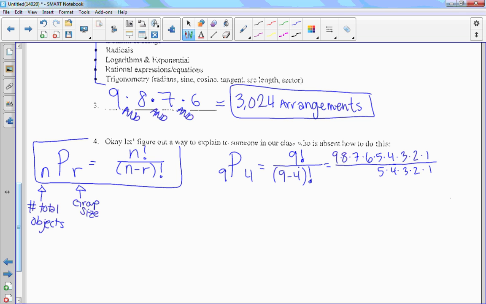Oh, look, if you use any times, you can cancel. 1 cancels, 2 cancels, 3 cancels, 4 cancels, 5 cancels. And we're left with, are we left with this? That's right here. 9 times 8 times 7 times 6. Okay? Which then gives us 3,024 arrangements.